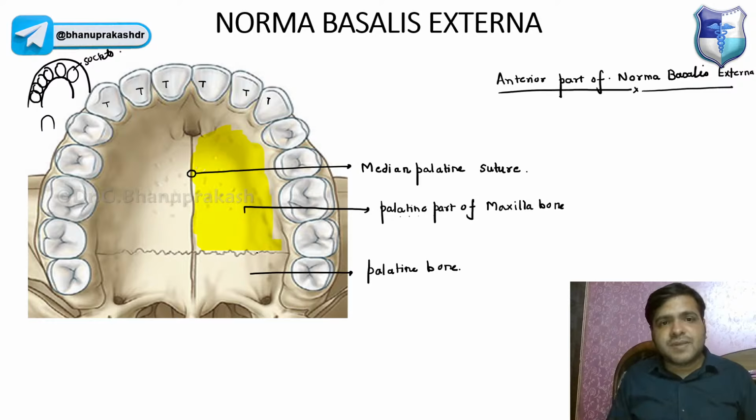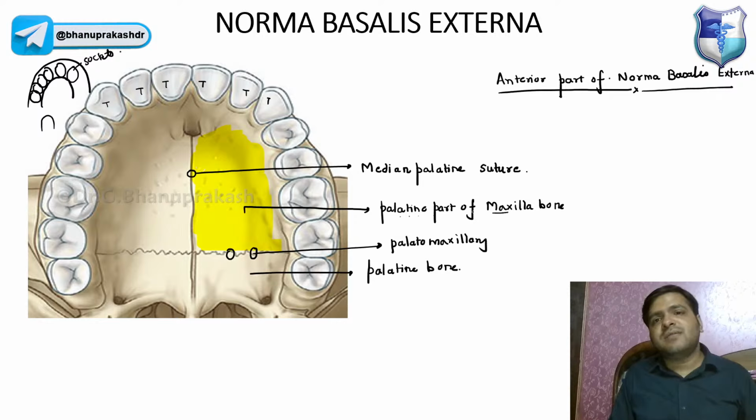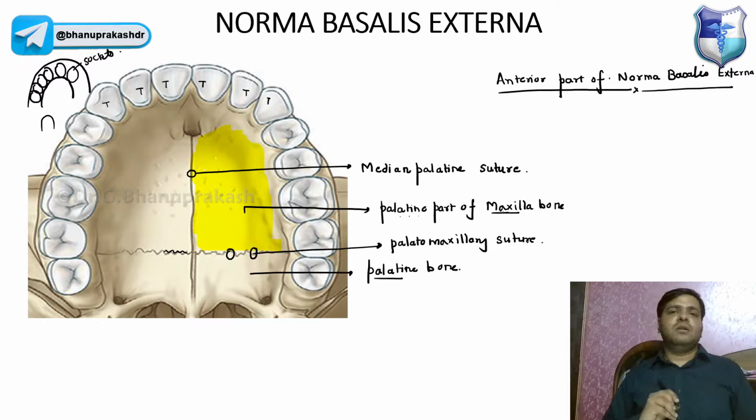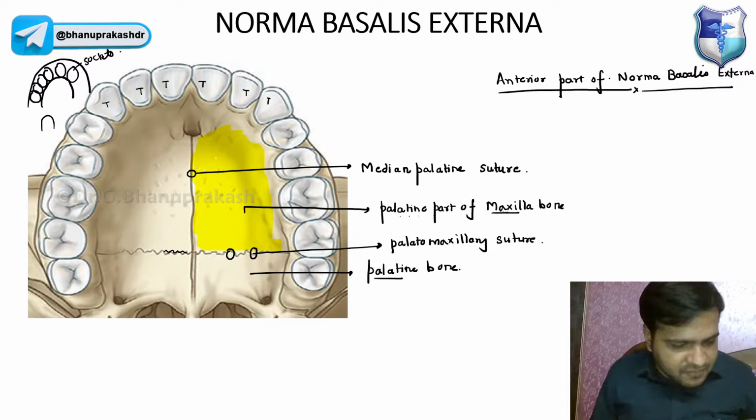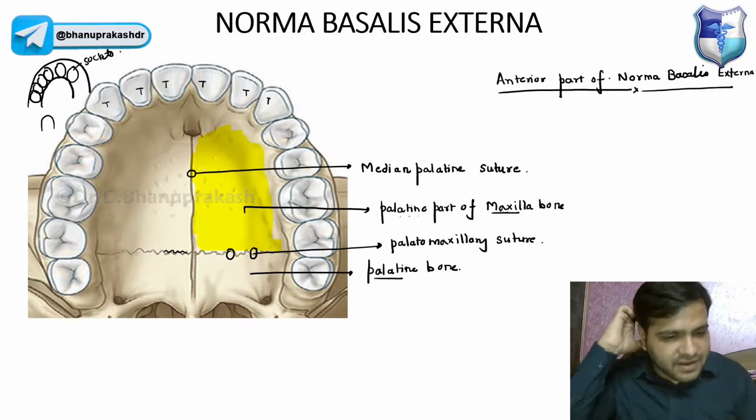These two parts unite at a suture, guys, which you can see over here. This suture is called the palatomaxillary suture. Obviously, the name itself suggests it: the palatine part of the maxilla bone is in front and the palatine bone is behind. So I hope this is clear to everyone. At least these parts are very, very clear.